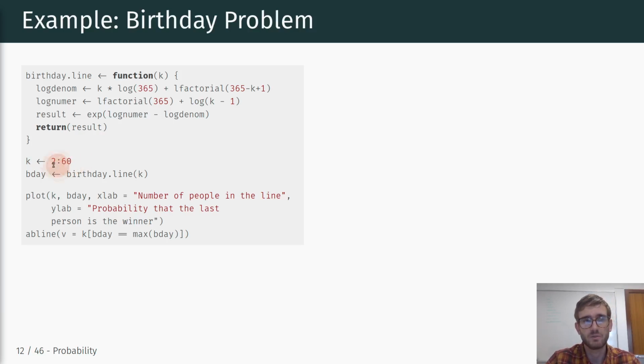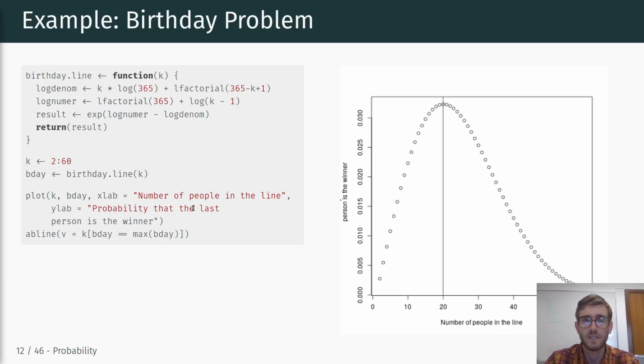We can now plug in numbers from 2 to 60, and then basically just save the probabilities as a new object that is the result of that function, where we compute the probability for values of k from 2 to 60, and then we plot this in a basic dot plot. Okay, and this is the result that we see.